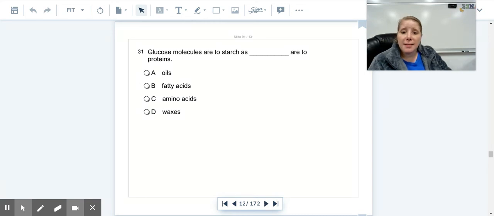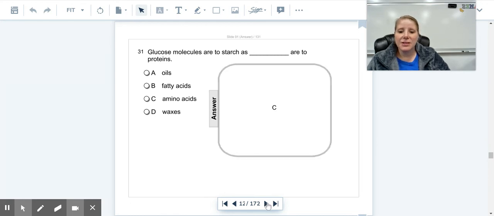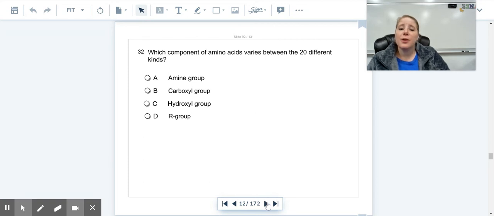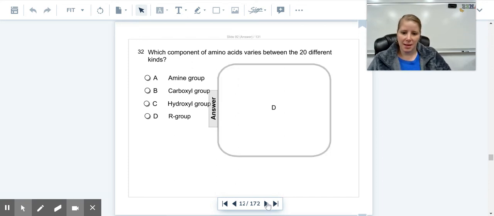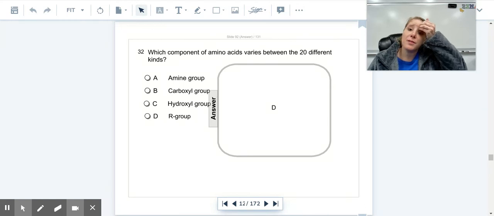Okay, so quick test. Glucose molecules are to starch as blank are to proteins. Oils, fatty acids, amino acids, or waxes. Did you say amino acids? I bet you did. All right. Which component of amino acids varies between the 20 different kinds? The amine group, the carboxyl group, the hydroxyl group, or the R group? Guess your answer. And did you say R group? Right. The amine and carboxyl group are always there, and the hydroxyl group can be part of the R group.